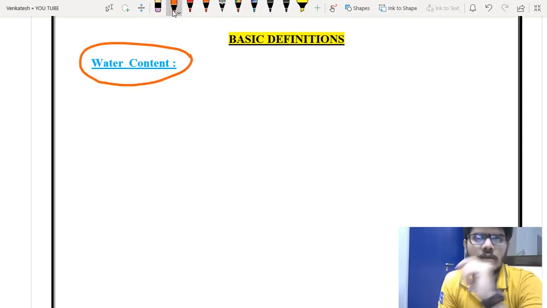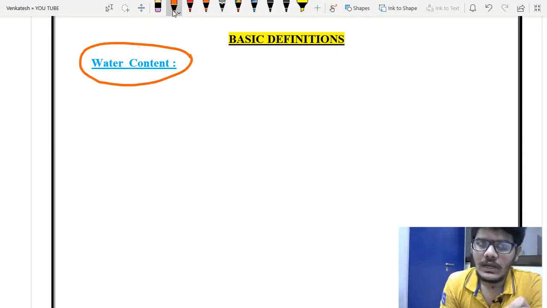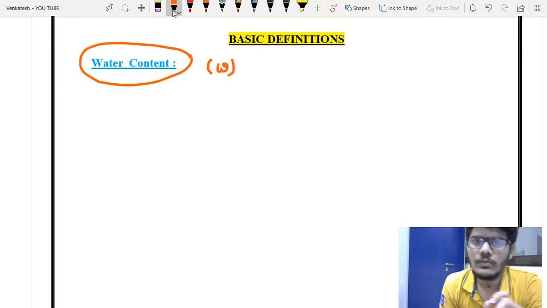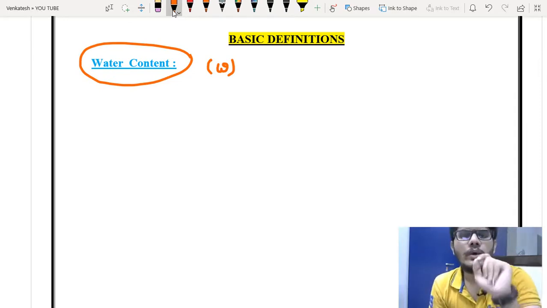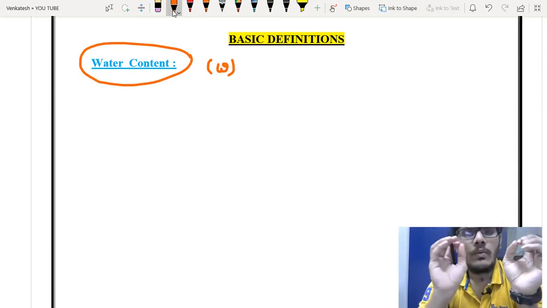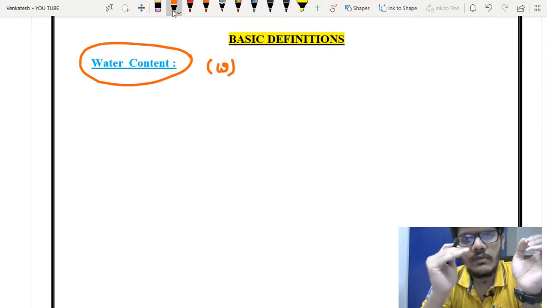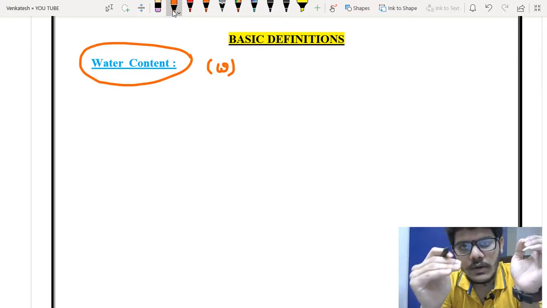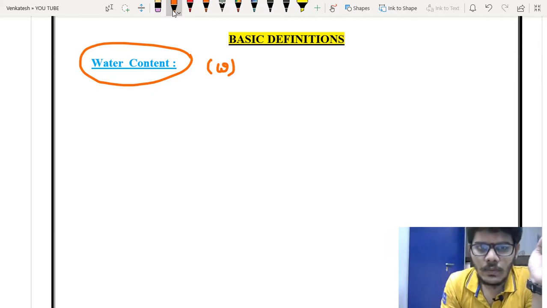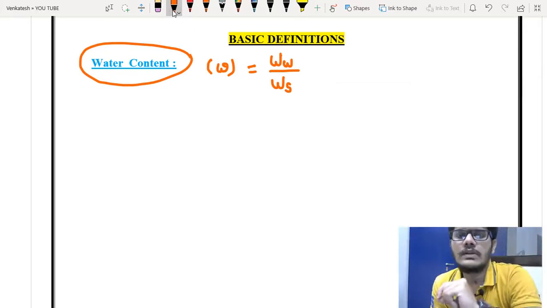Water content is denoted by small w. So how can you define water content? Water content is nothing but the ratio of the weight of water to the weight of solids. Water content is equal to the weight of water to the weight of solids.